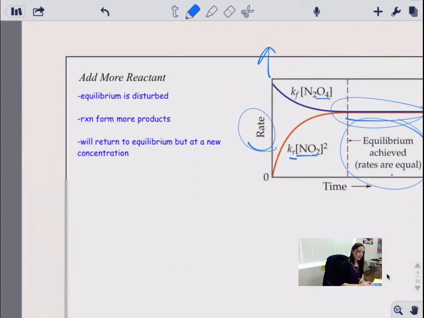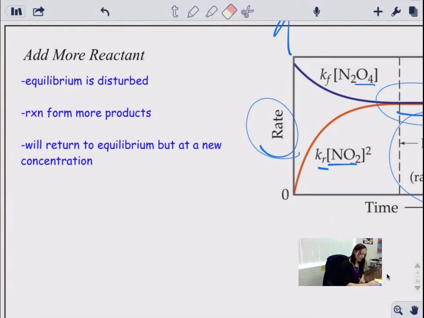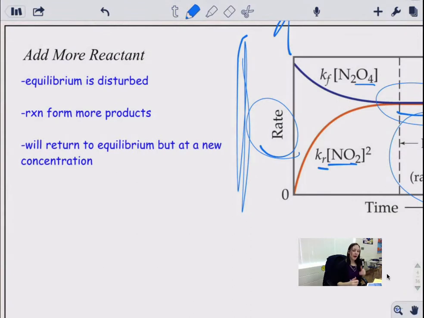Okay, so now into something different. Like I said, this has nothing to do with that chart. If I add more of my reactant, my equilibrium is disturbed. If I add more of this reactant, I disturb my nice equilibrium with its constant concentrations. What happens is I'm going to form more products because I started off with more reactants than what I have of my products. So you add more reactants, it gets disturbed, I make some more products, but eventually it settles back down and we're back to that nice equilibrium again. If you mess it up, it fixes itself, and we're going to look more at that at the end of the chapter.